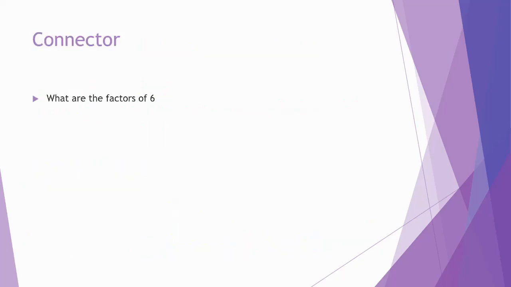Let's remember what the factors of 6 are. And if you forget about factors, you can click on the card up the top to watch the video about factors. So the factors of 6 are 1, 2, 3, and 6. And the factors of 7 are 1 and 7. Now this will help us when we're working out our prime factors.